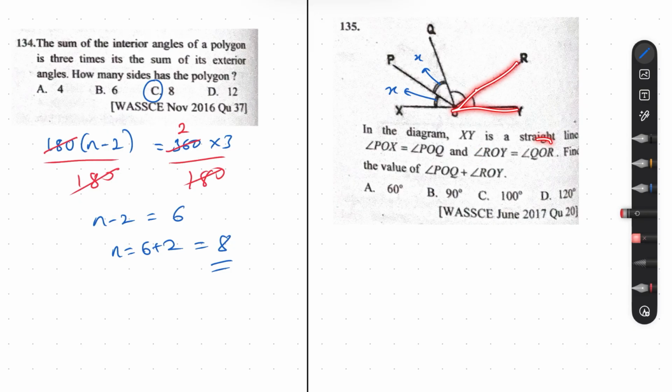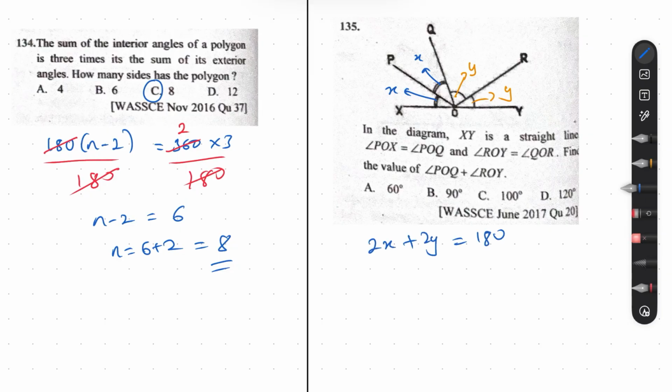Now, I said angle ROY is equal to angle QOR, this angle. So these two angles are also the same. So if we label this as y, then this will also be y. Now we can do a sum of the angles here, then we equate it to 180 because they are supplementary. The angles on the line add up to 180. So x plus x, which is 2x, plus y plus y, which is 2y, should give us 180.